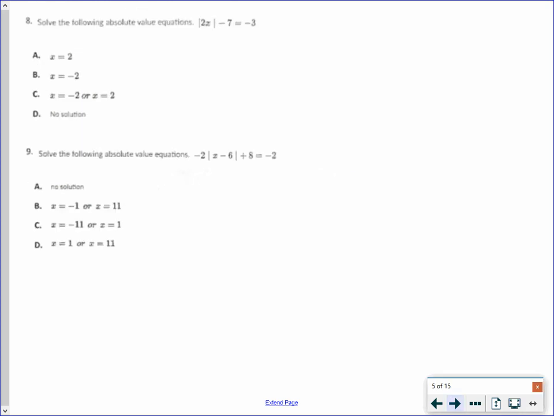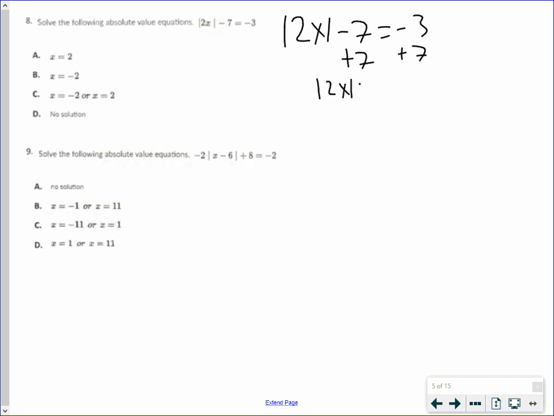Number 8, we're asked to solve the following absolute value equations. We're asked to solve absolute value of 2x minus 7 equals -3. We're going to add 7 to both sides. Absolute value of 2x equals 4. From this case, we're going to have two different scenarios. We have when 2x equals a positive number, so 2x equals 4, and when 2x equals a negative number.